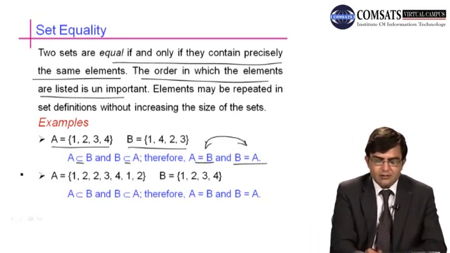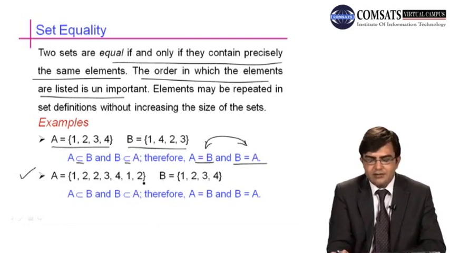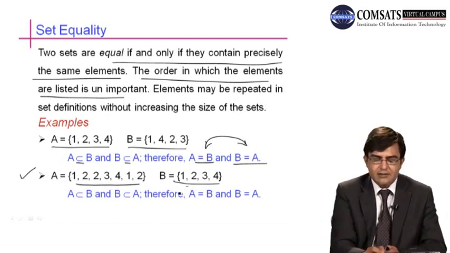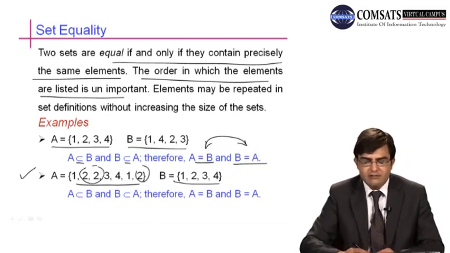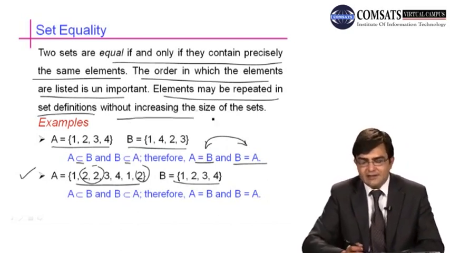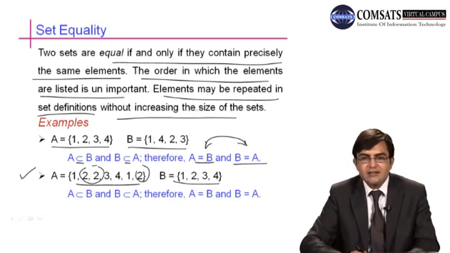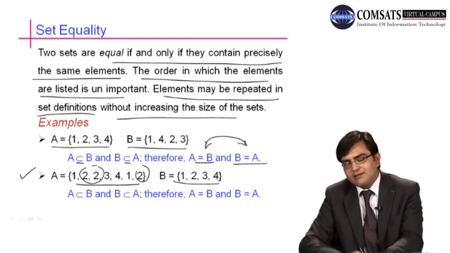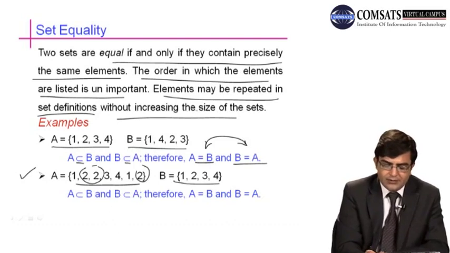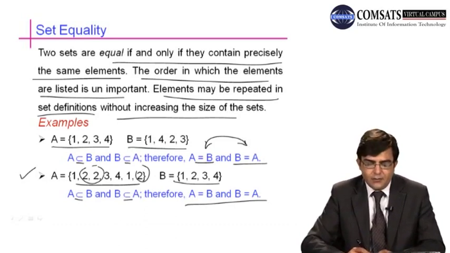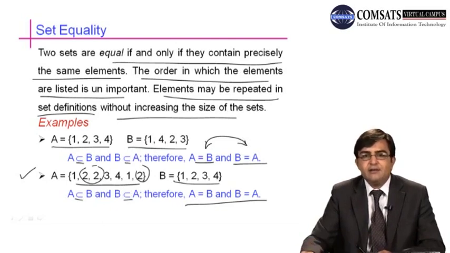Similarly, take set A as 1 2 2 3 4 1 2 and B as 1 2 3 4. Here we have 4 distinct elements in each, but the element 2 is repeated 3 times. Elements may be repeated in a set definition without increasing the size of the set. So the size, or cardinality, of this set is also 4. They have exactly the same elements, so A is an improper subset, therefore A is equal to B and B is equal to A. So this is how we see the equality of two sets A and B.